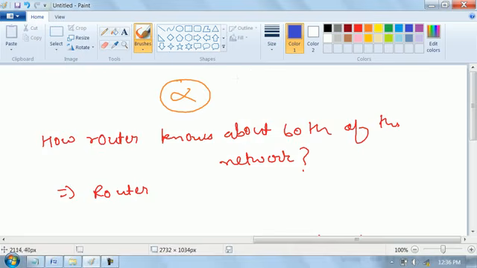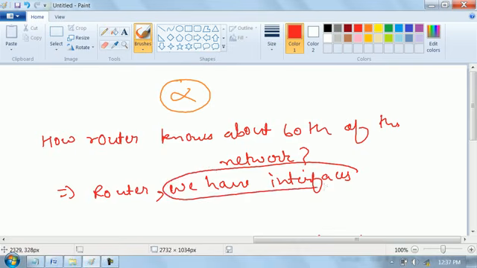In the same manner, on a router, what do we have? We have interfaces. Guys, doors can be of different types. There can be steel doors also. There can be wooden doors also. There can be glass doors also. Agree? So, if I am saying the router has interfaces, interfaces can be of many types. What are those many types?